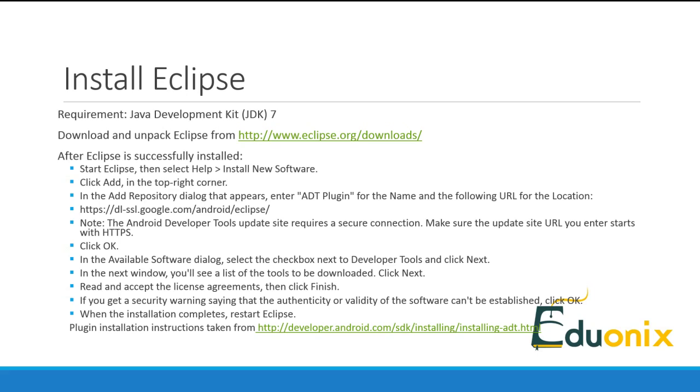Once the repository is added, we should see it in the Available Software dialog, and we need to select the checkbox next to the developer tools and any additional tools we would like to install. Clicking Next will show us the tools to download and the dependencies, and we will click Next again. We will then arrive at the Review License screen, where we can accept the terms and click Finish to install the plugin. This concludes our lesson on Android Studio and Eclipse with the ADT plugin IDEs.